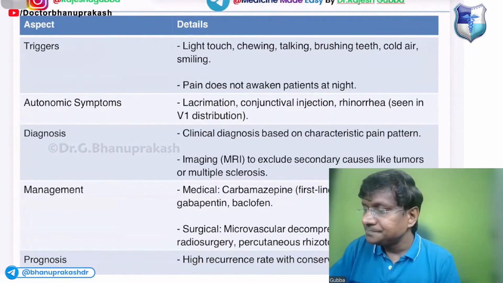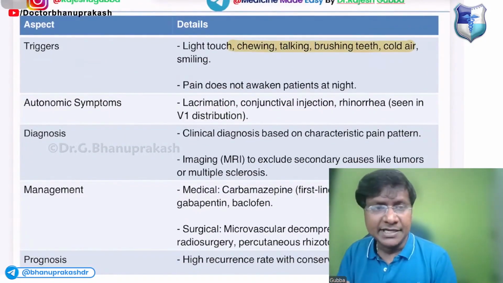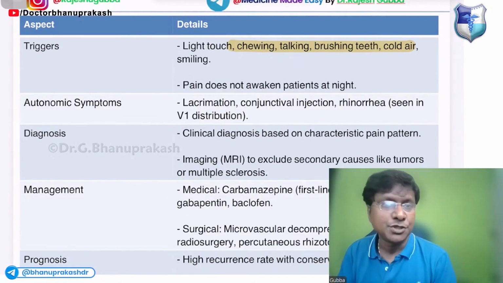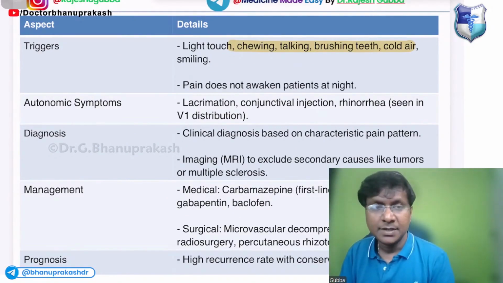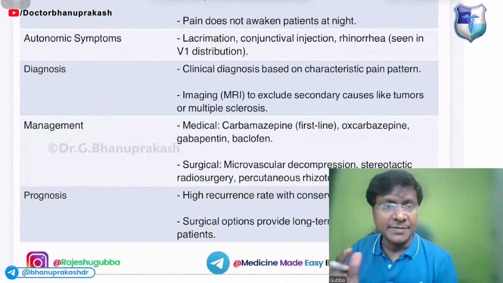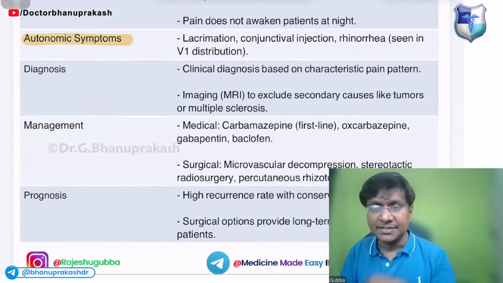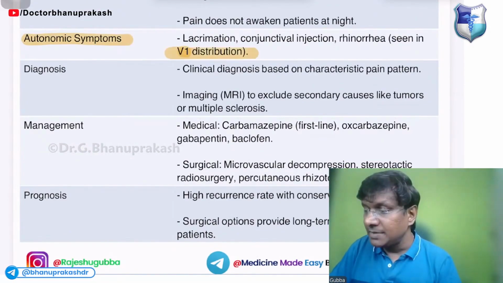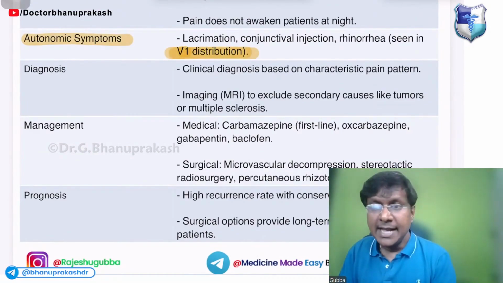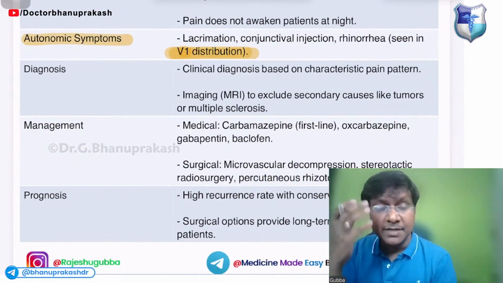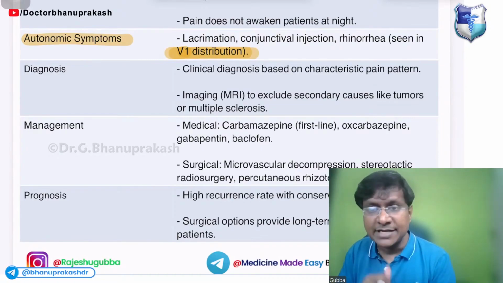And that includes the following: light touch, chewing, talking, like kissing, brushing, exposure to cold air, as well as smiling. And these patients with trigeminal neuralgia can also have autonomic symptoms. But autonomic symptoms are commonly present only in V1 distribution. And those autonomic symptoms will be like lacrimation, redness, as well as rhinorrhea, running nose.